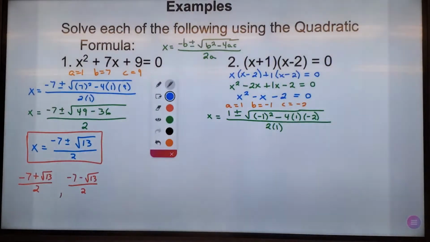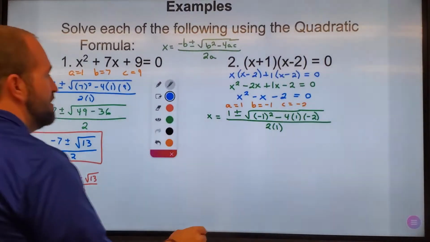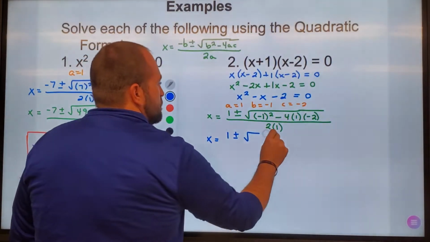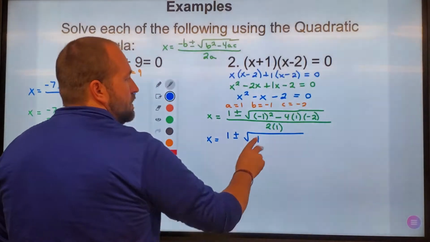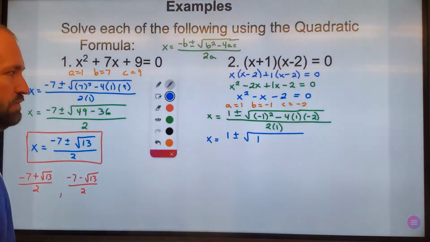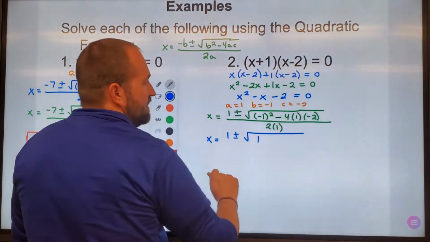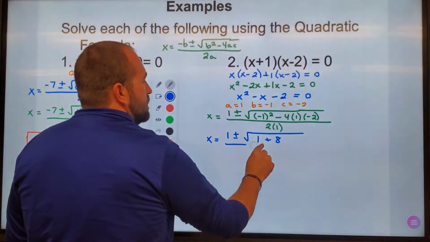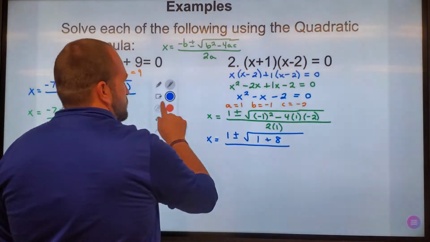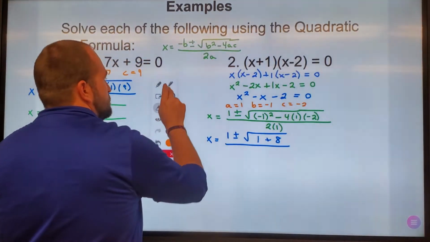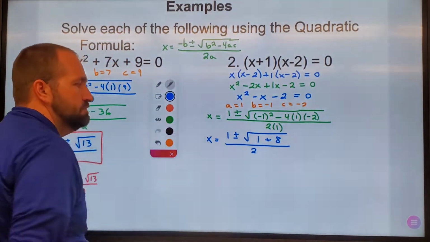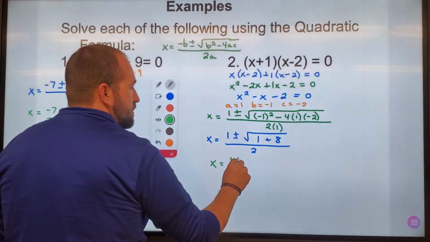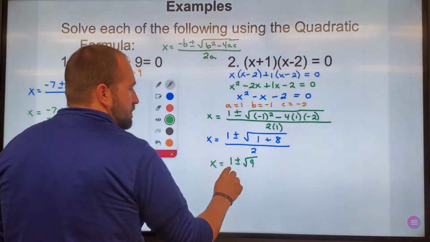Again, then working out and simplifying some things. Negative 1 squared, so we have x equals 1 plus or minus the square root. Negative 1 squared is 1. Negative 4 times 1 is negative 4. Negative 4 then times negative 2 is positive 8, so plus 8, over 2 times 1. Which then gives me x equals 1 plus or minus the square root of 9, all over 2.